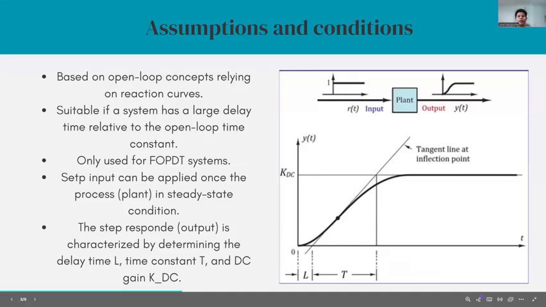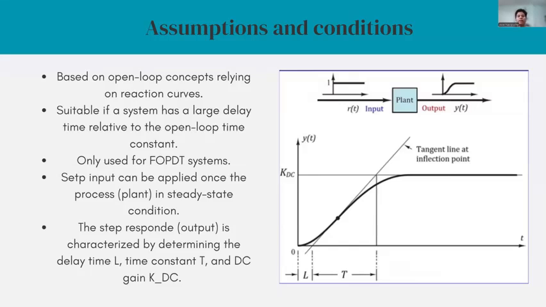For assumptions and conditions, now let's consider the assumptions and conditions that govern the Cohen-Coon method. First, it is designed exclusively for FOPDT systems. This means that a system's behavior can be modeled as a combination of first-order dynamics and a measurable time delay.